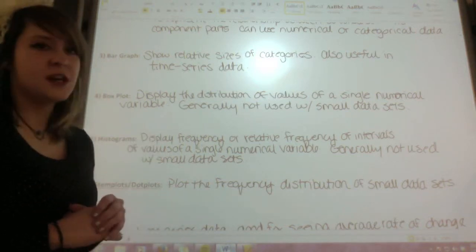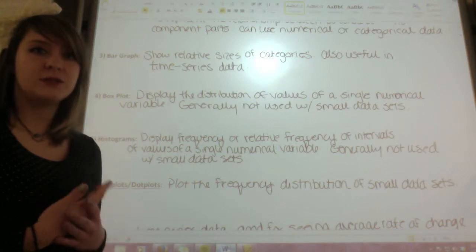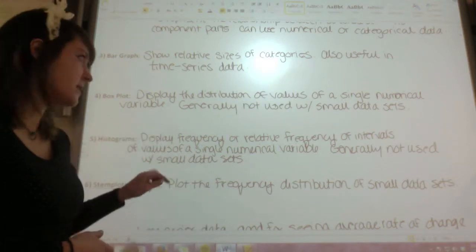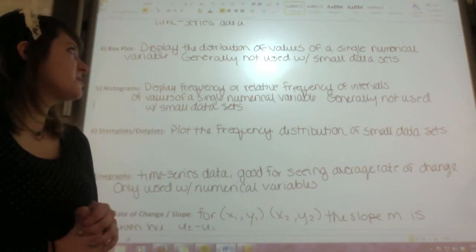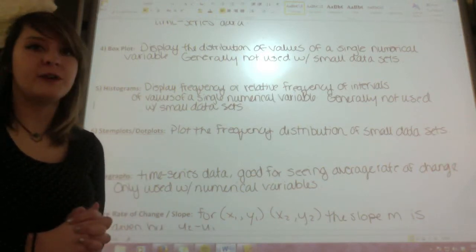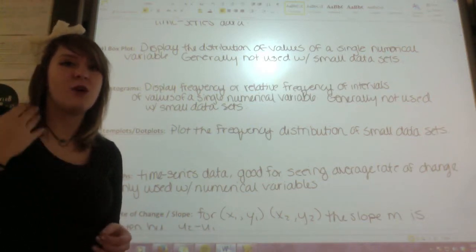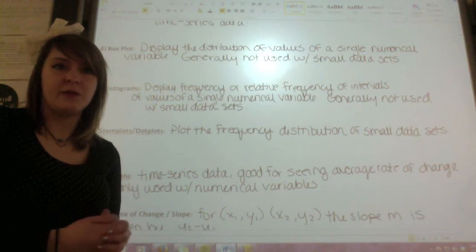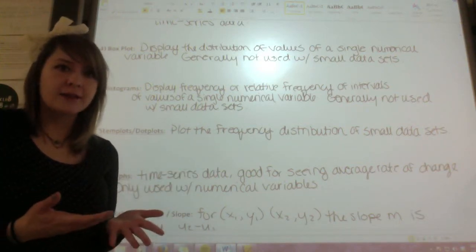It's also useful in time series data, so you can use it with time on the bottom and numbers on the side. Okay, box plots, they display the distribution of values of a single numerical variable. So this is good if you are using numbers and you just have one variable, meaning that it's not like an x and y, it's just like an x.